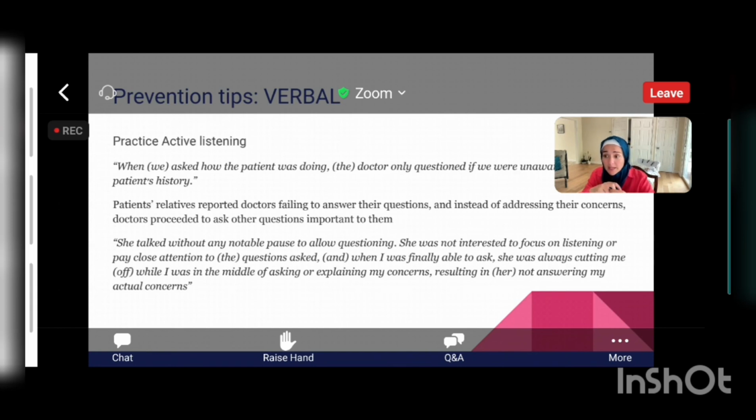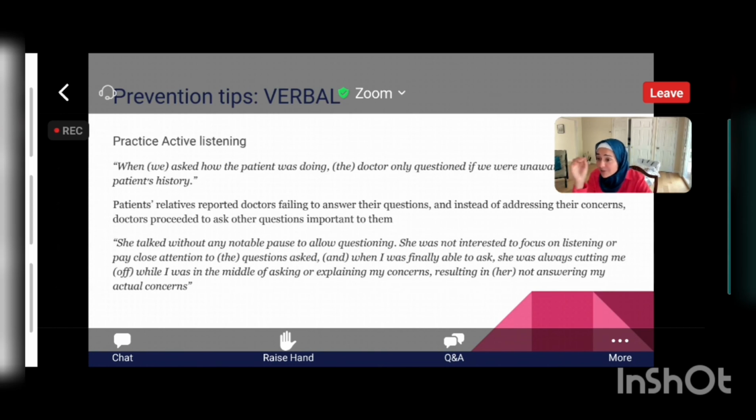Here's another comment by a patient. She, i.e. the doctor, talked without any notable pause to allow questioning. She was not interested to focus on listening or pay close attention to the questions that I asked. And when I was finally able to ask, she was always cutting me off while I was in the middle of asking or explaining my concerns. So she didn't actually even address my concerns. So that patient will leave very down and very upset, angry and frustrated, and that will result in a patient complaint.